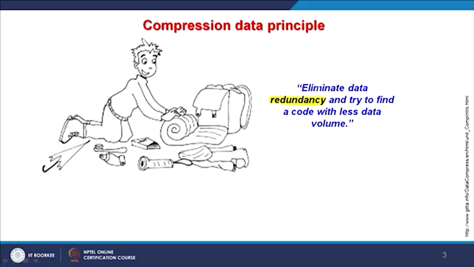So data compression eliminates redundancy and tries to find a code, and there are various ways of doing this with less data volume. The ultimate aim is to reduce the size of the file so that it can be stored in the system, as well as transmitted through the internet by email or some other ways. So that is the basic purpose here.